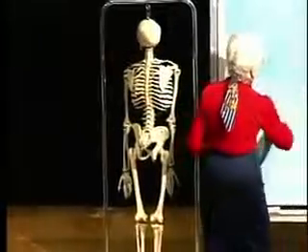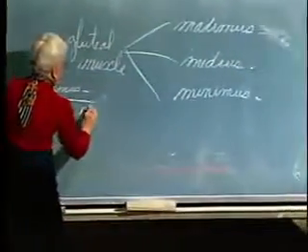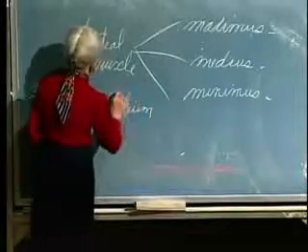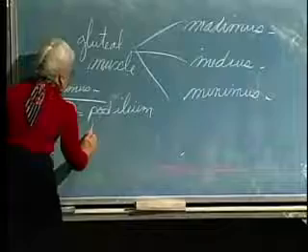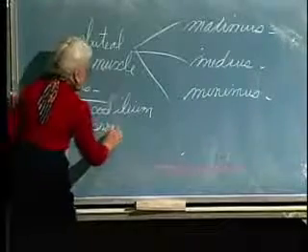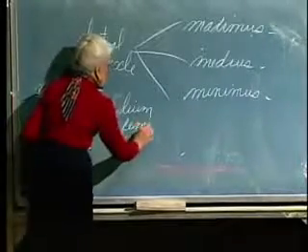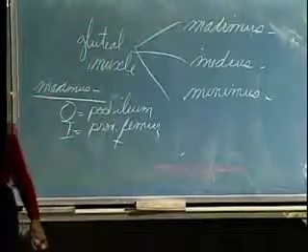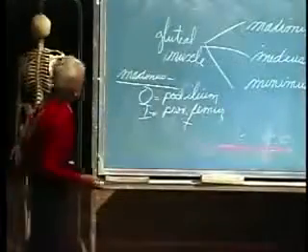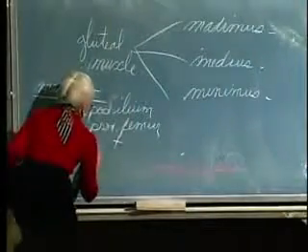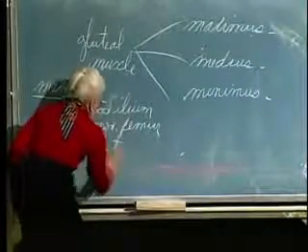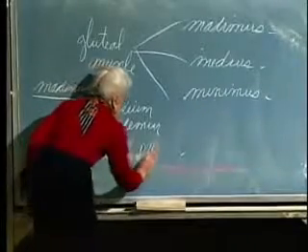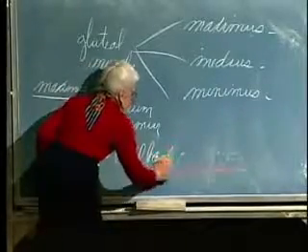So, originate posterior ilium, insert on proximal femur, and on the iliotibial band. Iliotibial band. Ever knew you had one of those?